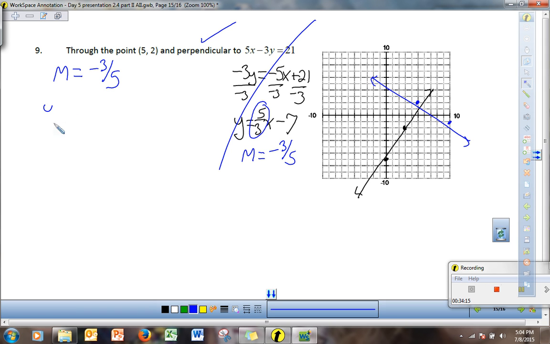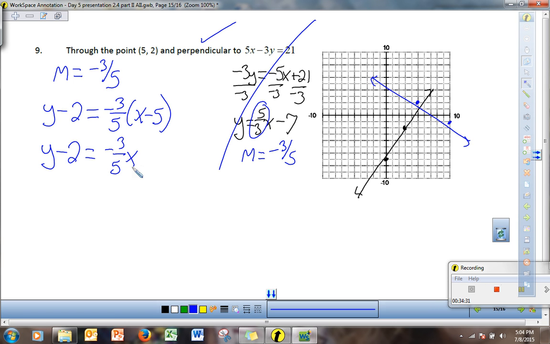I'm going to do this. Y minus 2 equal negative 3/5 x minus 5. Let's distribute. So I got y minus 2 equal negative 3/5 x. Use your brain or your calculator, but a negative and a negative make a positive. 3/5 times 5 is 3. Add 2 to both sides. So I've got y equal negative 3/5 x plus 5.